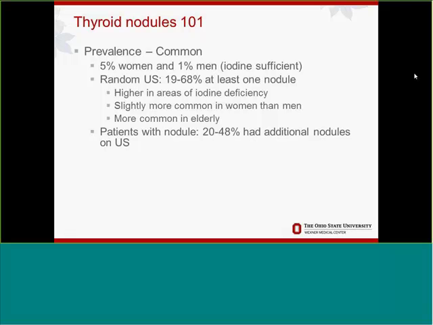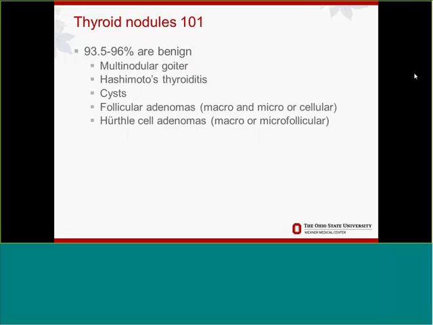Thyroid nodules are extremely common in the general population. In an iodine-sufficient area of the world, you'll find about 5% of women and 1% of men will have a nodule. And actually, if we do ultrasounds on these folks, anywhere between 20 and 70% will end up having a nodule found, and it's going to be higher if there's iodine deficiency in that area. Again, more common in women than men, and we see more of these in our older patients than our younger patients. When we do find a nodule on exam, when we do an ultrasound, about 20 to 50% have more nodules that we didn't feel when we look at them with ultrasound. So it's something that you'll see fairly commonly.